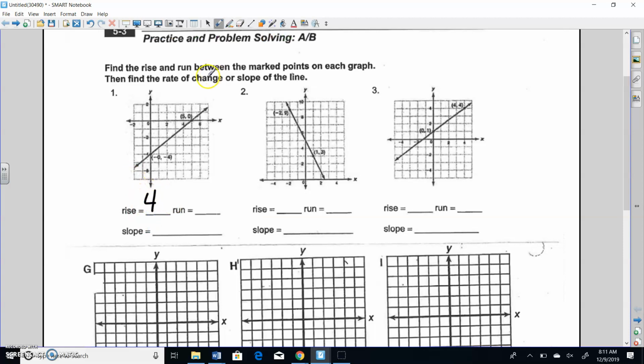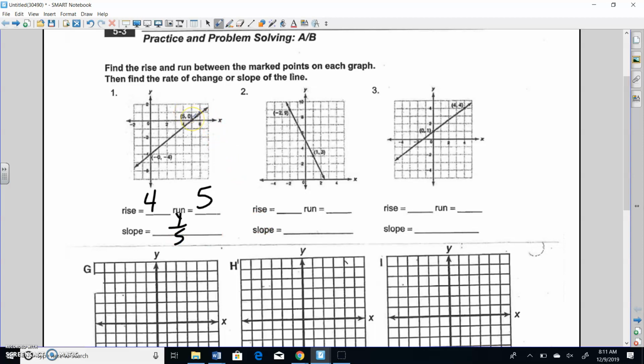And then once I'm on the same horizontal line as the second point, how many do I have to go over, right or left? So 1, 2, 3, 4, 5 units right, and since it's right, it's positive. So up is positive, right is positive. So now we know slope is rise over run, so we can just put the fraction 4 over 5 as our slope.